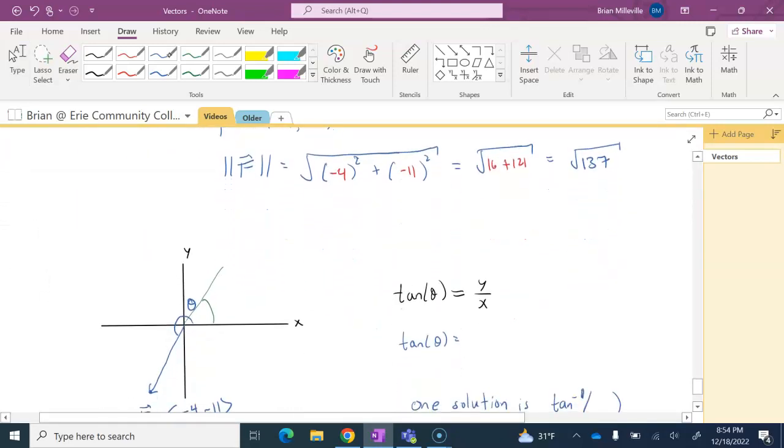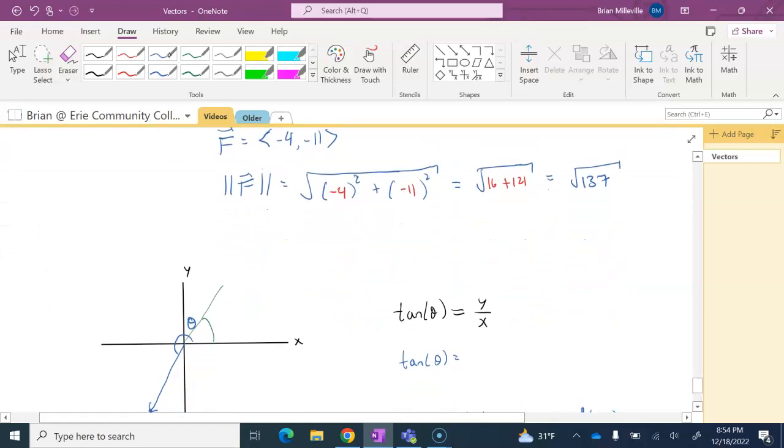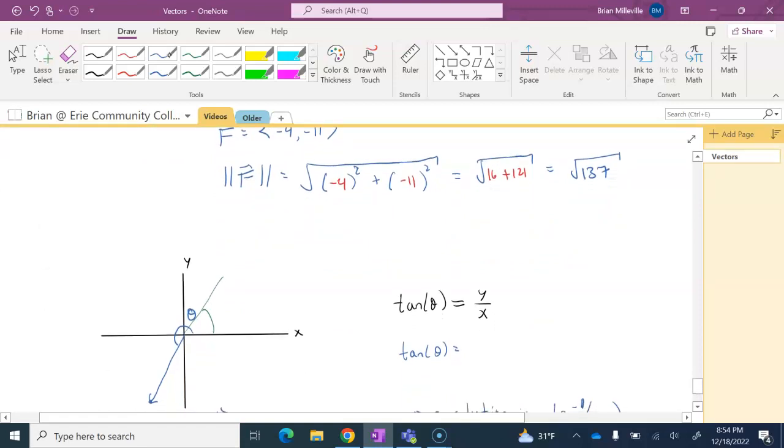All right, so let's draw a picture. I've got that listed down below here. So we've got the vector here drawn, and I'm just going to add a little to the picture. The vector itself was the vector negative 4, negative 11. That's our vector capital F. We could add a right triangle to this, but we said before that tangent of theta is y over x. So our y value is negative 11. Our x value is negative 4. The negatives cancel. This is the same as 11 over 4.